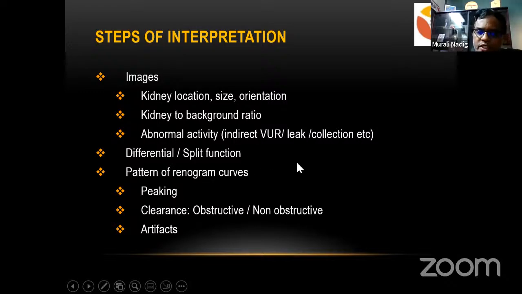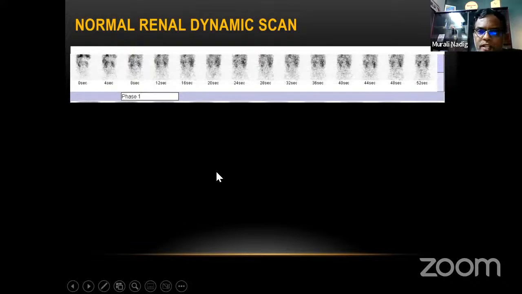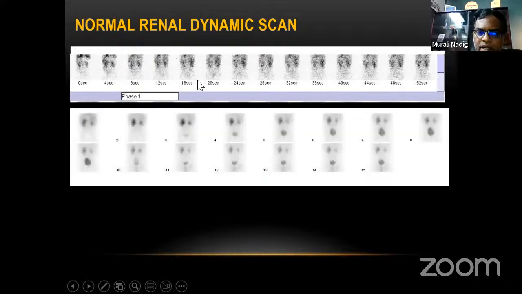Differential function, split function is then assessed, then the pattern of renogram curves, the way it is peaking, clearance is happening, and also assess for artifacts. So this is a normal renal scan. We have a parenchymal perfusion phase where you can see two kidneys seen in normal position, appearing normal in size. In the parenchymal phase, the kidney to background ratio increases. There is progressive accumulation in the kidney.